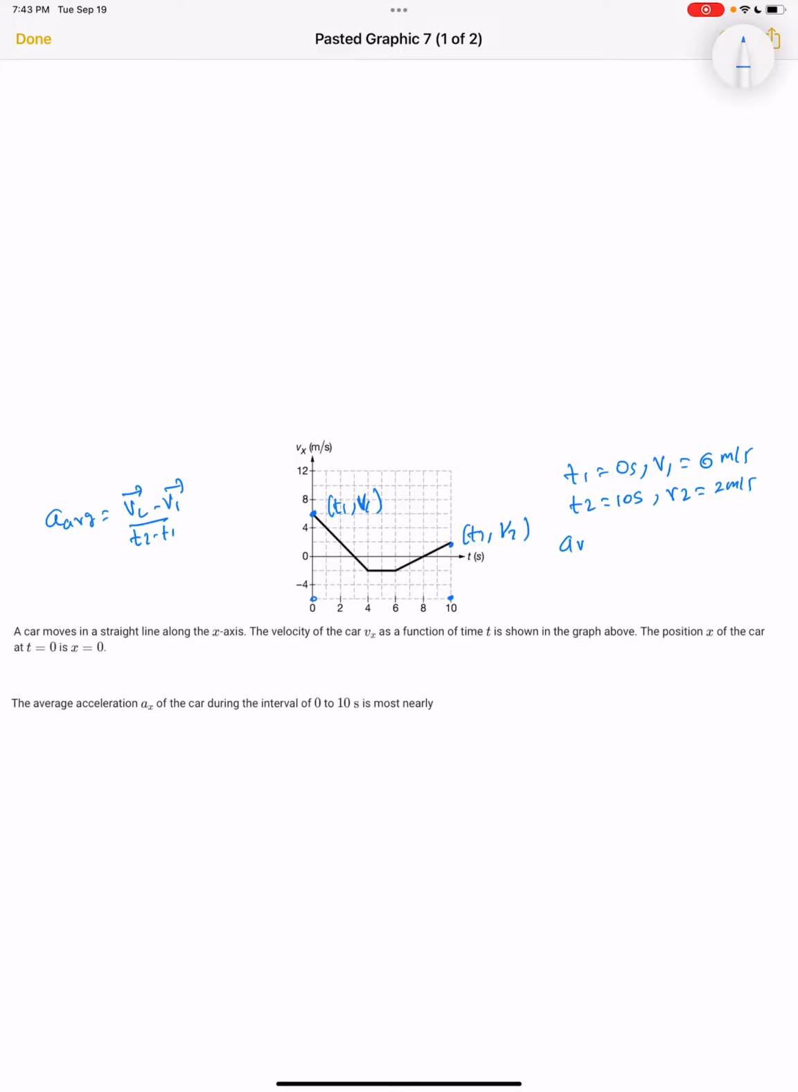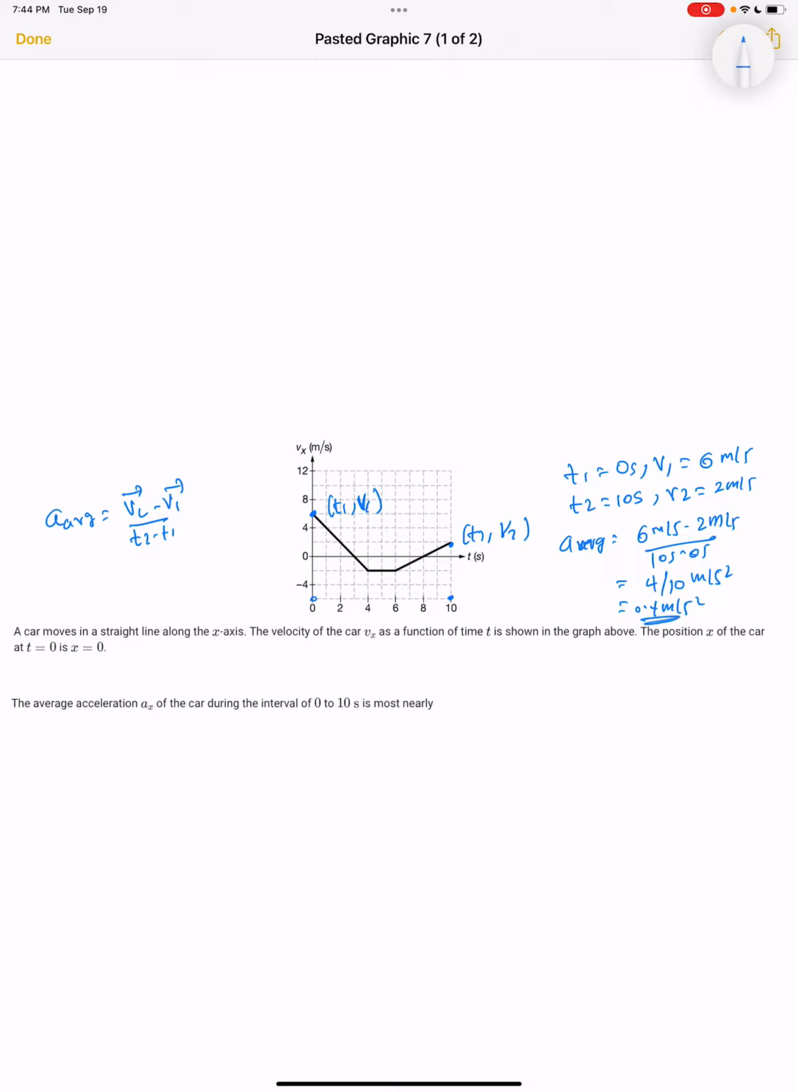So a_avg becomes 6 meters per second minus 2 meters per second over 10 seconds minus 0 seconds. This is 4 over 10 meters per second squared, which is 0.4 meters per second squared. This is how you find average acceleration.